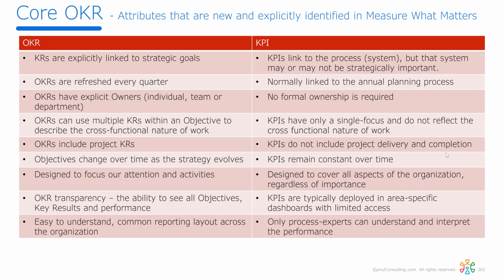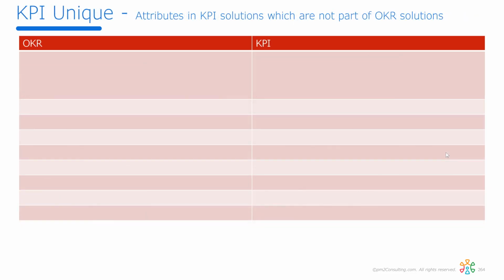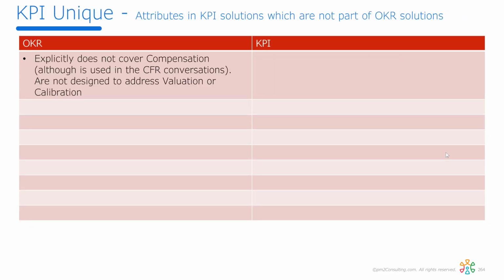Now, again, this isn't meant to be anything other than where common practices or best practices are, or what Measure What Matters has professed. Now, I'm going to go to the flip side. There are things that are specific to KPIs which are specifically not included in OKRs. So let's take a look at that. The example would be OKRs explicitly do not cover compensation. Now, we argue they should be used in CFR conversations, but they're also not designed to address valuation or calibration, regulation, and so forth. Whereas KPIs are.